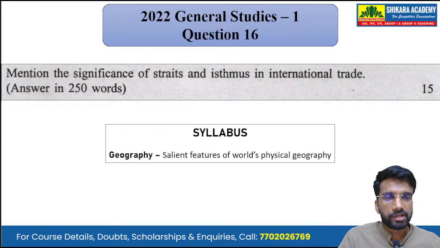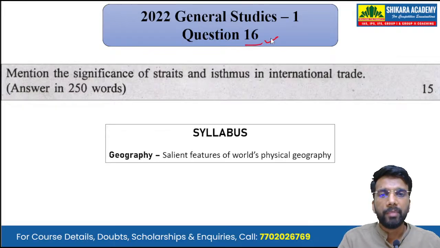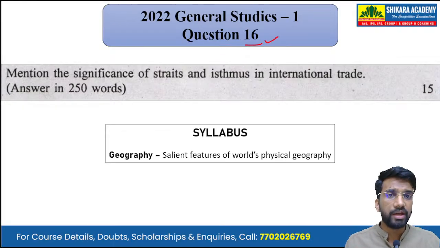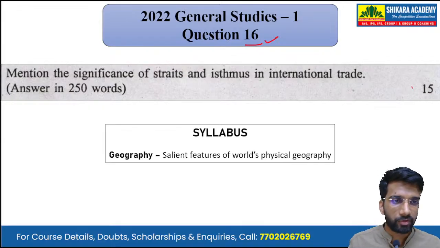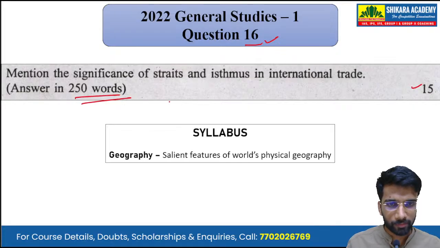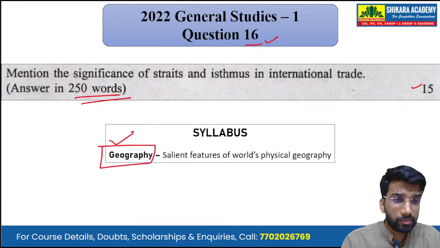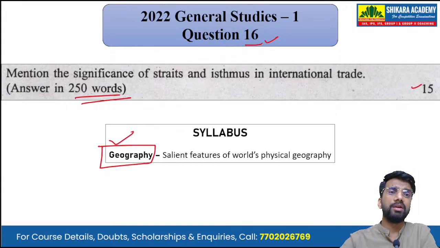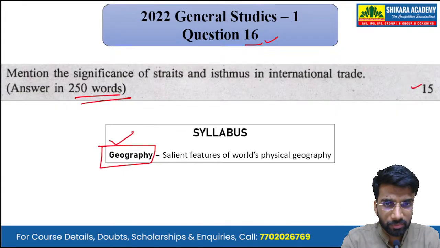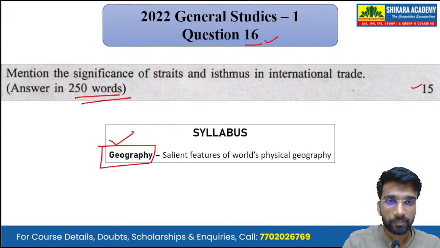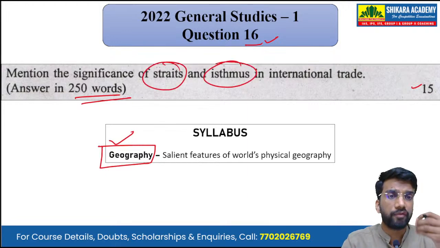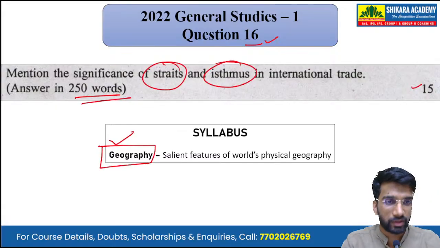Now, starting with question 16. Mention the significance of straits and isthmus in international trade. A direct 15-mark question that we have to answer in 250 words. Mapping it with the syllabus, we can see that it has been asked from the subject of geography, and it's an application-based question. The question is asking the application of the significance of straits and isthmus, which are geographical features, in international trade.